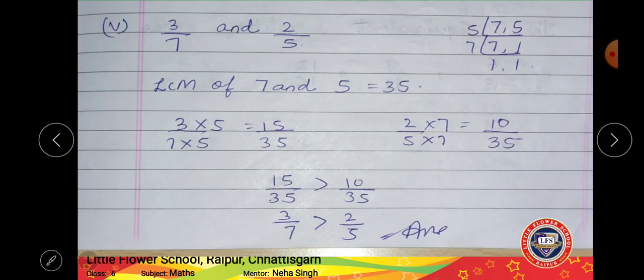So 3 5s are 15 and 7 5s are 35. So the answer is 15 by 35. Next, 2 by 5. What should I multiply with 5 to get 35? 7. So 7 I'll multiply in the numerator and denominator, right? So what will be the answer? 7 2s are 14 and 5 7s are 35, right? So when we compare, 15 is greater than 14. So 3 by 7 is greater than 2 by 5.